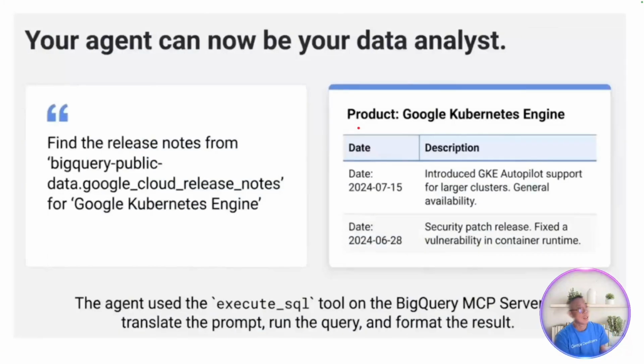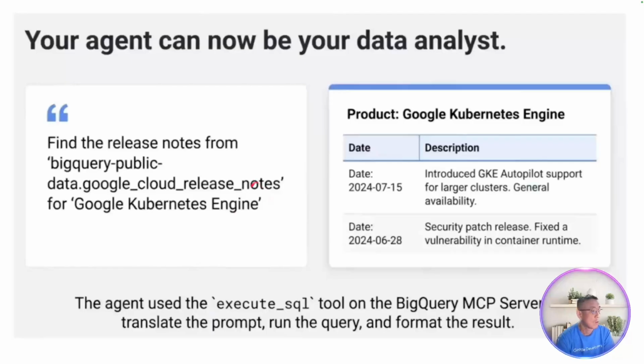Okay, so with this, your agent also can be your data analyst. For example, I can ask a question. Remember just now we have 4 MCP servers that were released last year in December. So we have Google Map, then GKE, then GCE, and then BigQuery. So for this case, I can ask a question, for example, find the release notes from BigQuery public data, Google Cloud release notes for Google Kubernetes Engine.